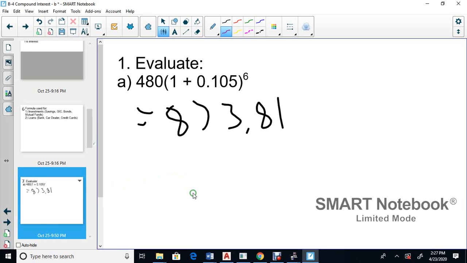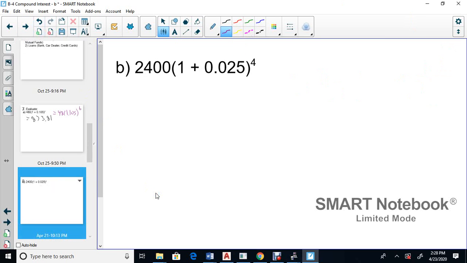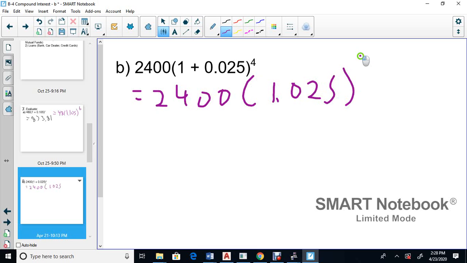Another way here, if you wanted to write it, you could write 480, 1.105 to the power 6, and then put it in the calculator. Or you can skip that step and just put it in the calculator. Okay, let's do one more here. The way I like to do it, and you don't have to write this step, I like to put 2400, and I like to put 1.025 to the power of 4 in the calculator and get the answer.